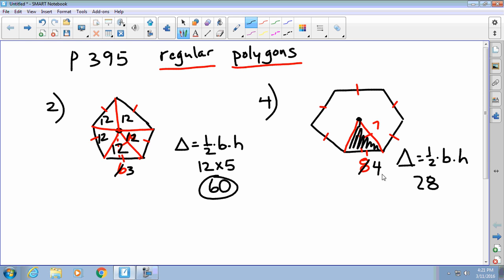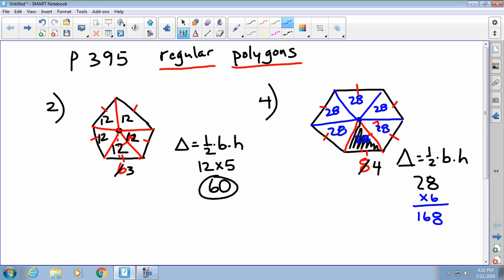Now what I have to do is figure out how many triangles are there in this hexagon. Well, I'm going to connect the center to all of the angles, and I'm going to get 6 triangles. And each of the 6 triangles is 28 for its area. So I'm going to take 28, multiply it by 6, and 28 times 6 is 168. So I have 28 here, 28 here, 28 here, here, here, and here.